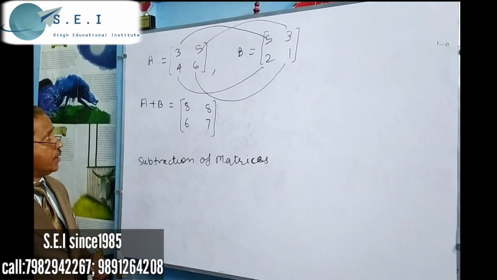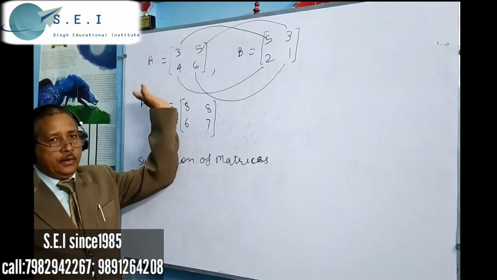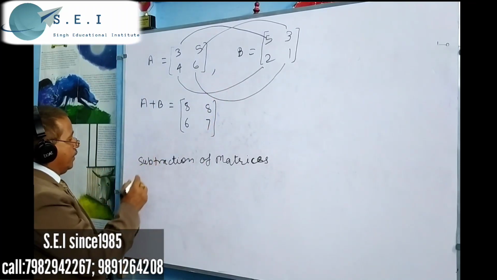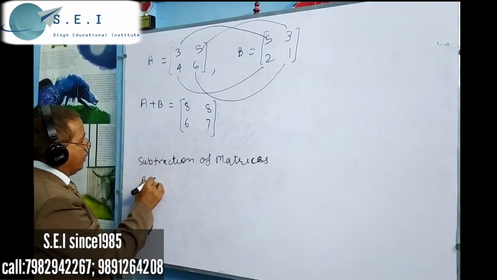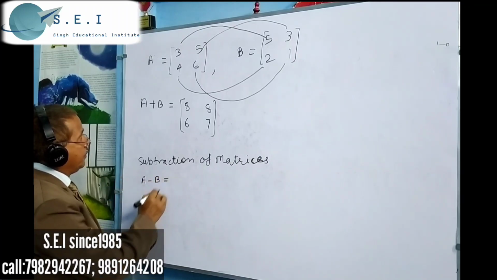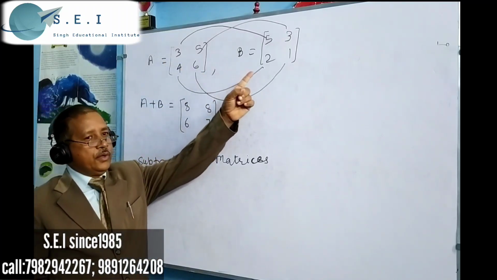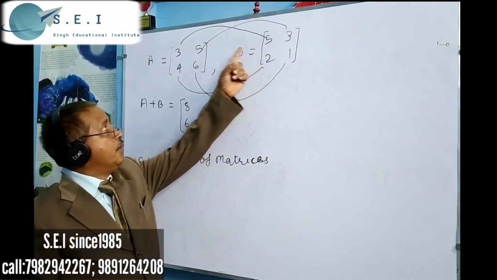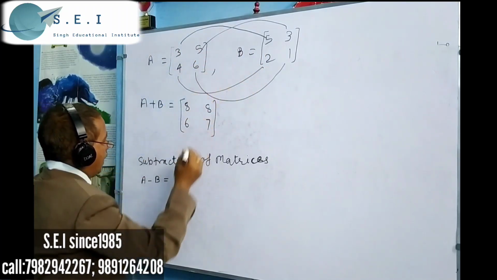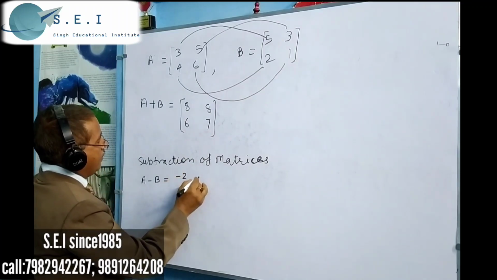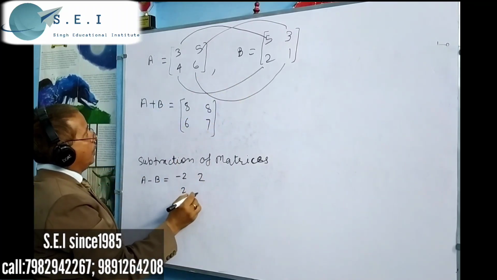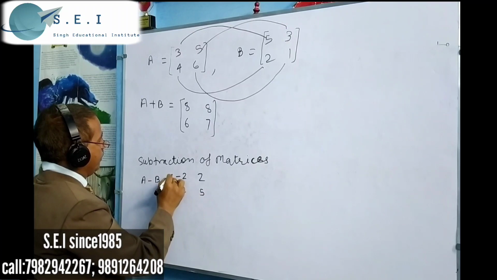Next topic is subtraction of matrices. Let us suppose A and B from the previous example, and find A minus B. A minus B is obtained by subtracting the corresponding elements of B from the elements of A. So here 3 minus 5 is minus 2, 5 minus 3 is 2, 4 minus 2 is 2, and 6 minus 1 is 5.